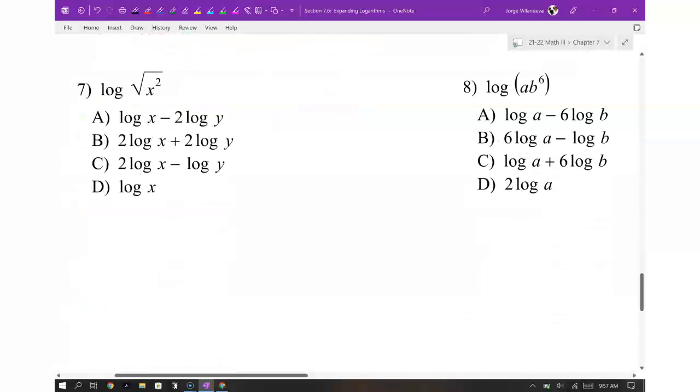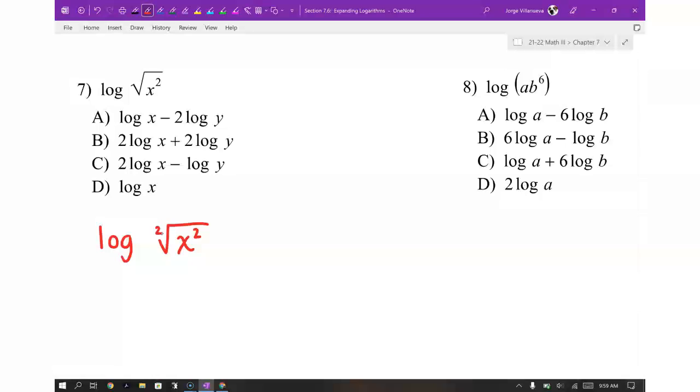Now check out number 7. All right, so guys, look at number 7. Now we have a square root of x squared. Just to help us out here, I'm going to rewrite it like this: square root of x squared, but I'm going to put a base 2 right there, just so that we remember, square root has a base 2. If it's a cubed root, it'll have a 3. If it's a fourth root, it'll have a 4. Okay? Now, I'm going to have to rewrite that radical.